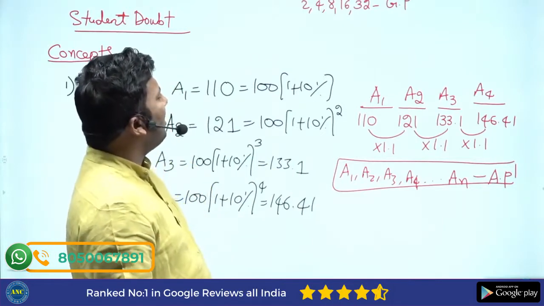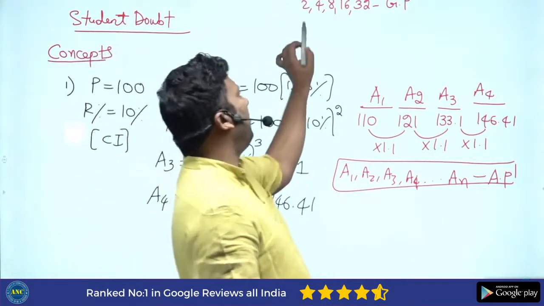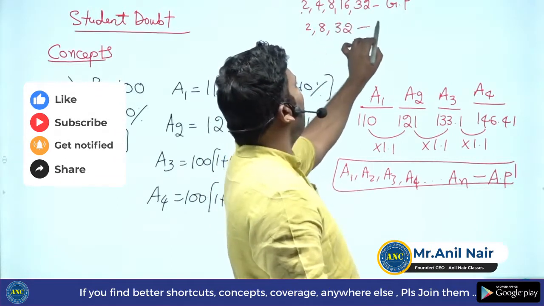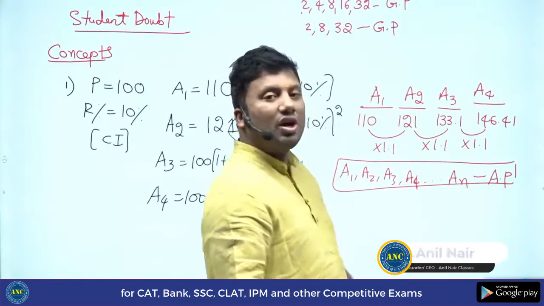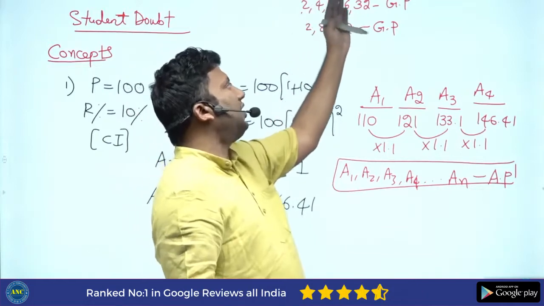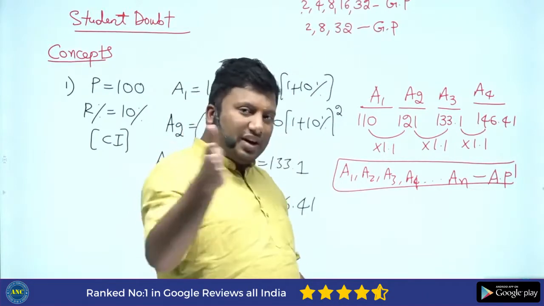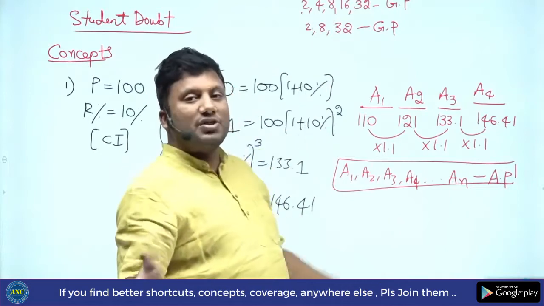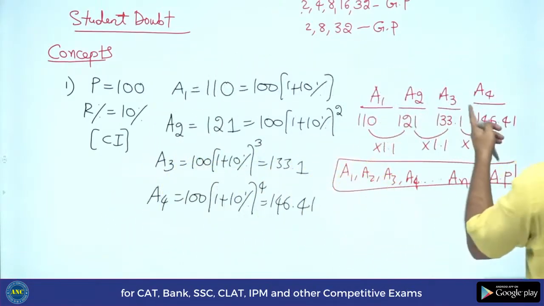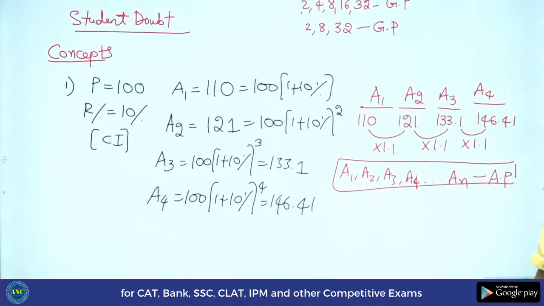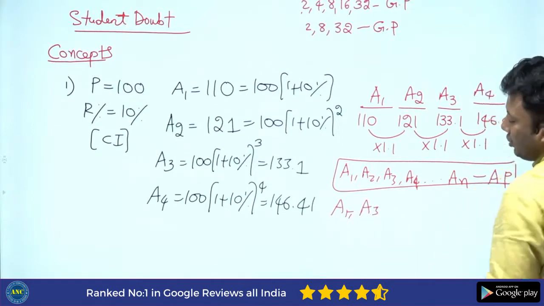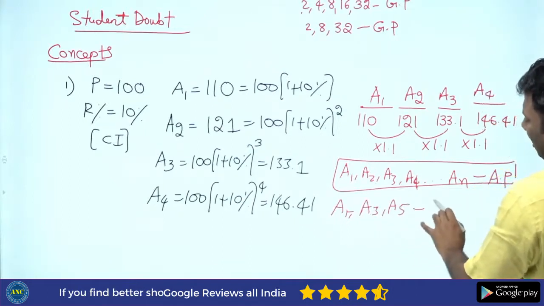2, 4, 8, 16, 32, they are in GP. Can I say that 2, 8, 32 are also in geometric progression? Yes or no? If the series is in geometric progression, first term, third term, fifth term, as long as the difference in the number of terms is the same, they will be in geometric progression. So not only A1, A2, A3, A4, AN, but if I take A1, A3, gap is 2 years, A5, they are in arithmetic progression.